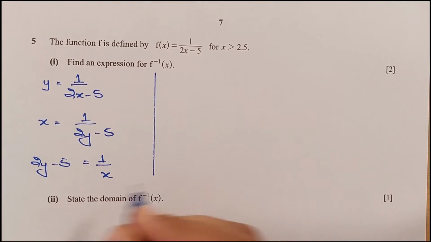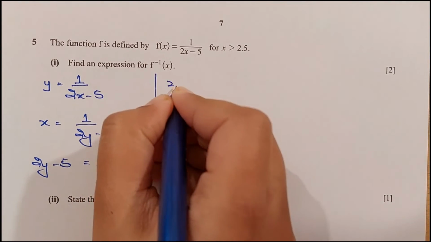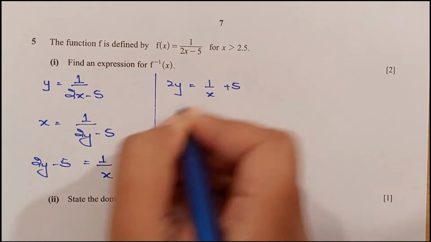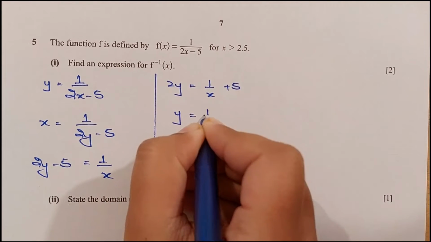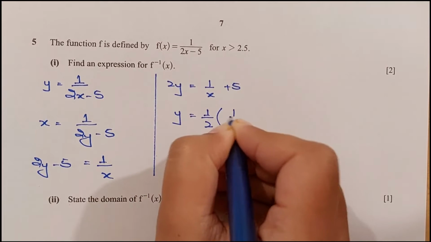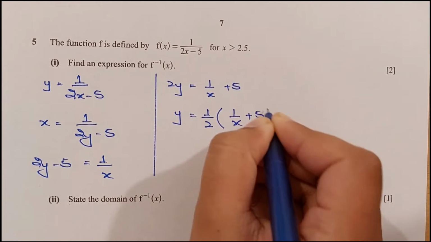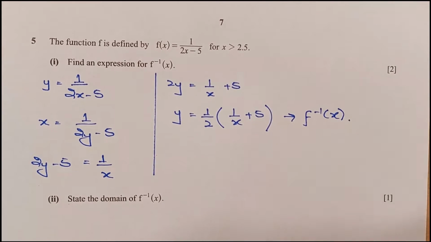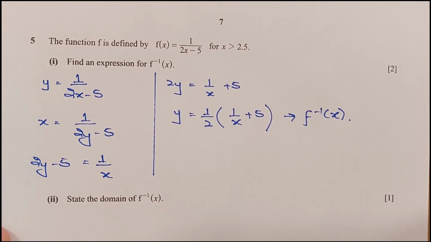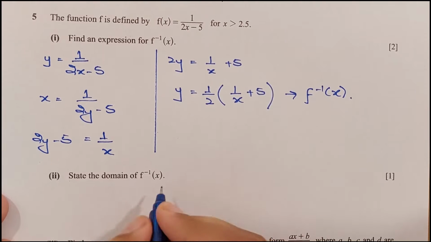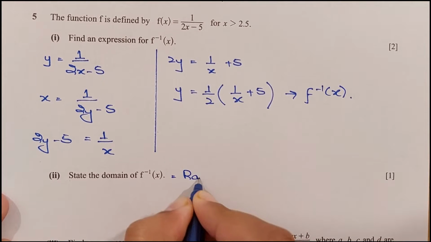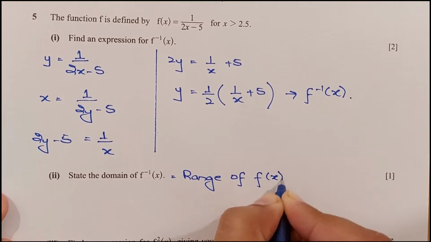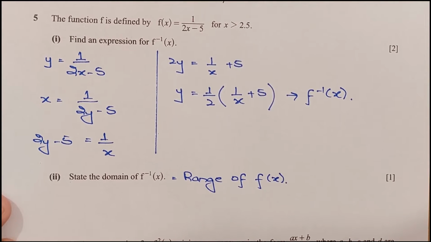And then we can say what is y? So 2y = 1/x + 5, and y = 1/2 (1/x + 5). This is your f inverse of x, right? Now for the second part, state the domain of f inverse. So the domain of f inverse is basically the range of f(x). So let me find the range of the function, and we can easily state the domain.